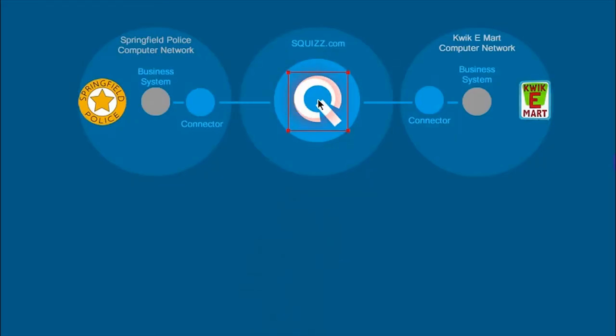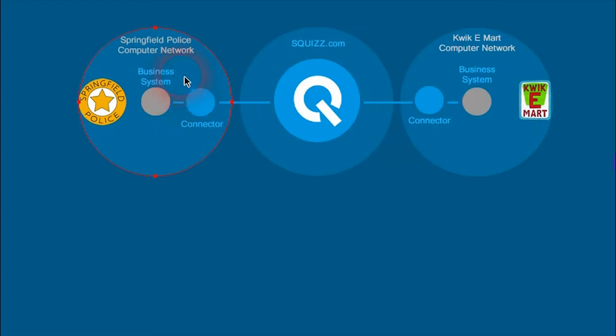So here's Squiz.com and then the Quickie Mart, the supplying organization. They have, in their own computer network, a business system that stores all the information about their sales and purchases. So this business system could be an accounting system, it could be an enterprise resource planning system, it could be a warehouse management system, or it could be just any piece of software that stores business related information such as a database or a spreadsheet or a CSV file.